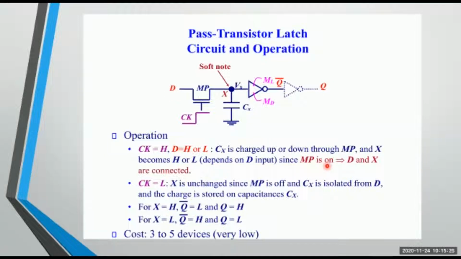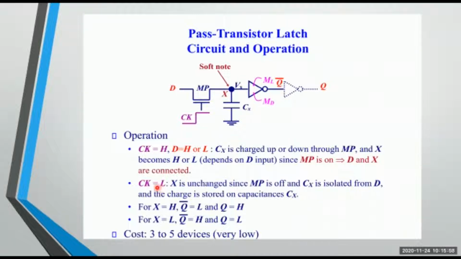Since MP is on, the channel has been created here. So if MP is on, you get the answer D at X. That is, whatever data you input over here will be seen at X once it travels through the channel. So when MP is on, D and X are connected. There is a complete channel right from here to here, and the same signal will be there, whatever data you supply.